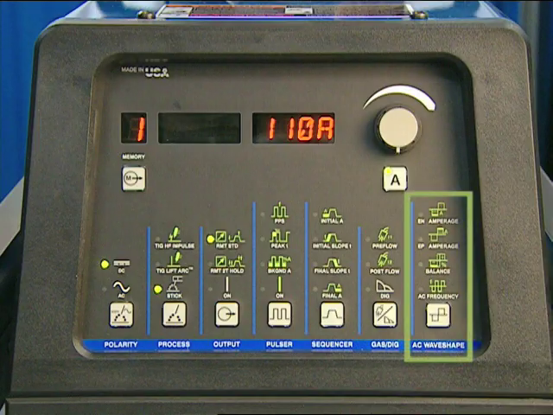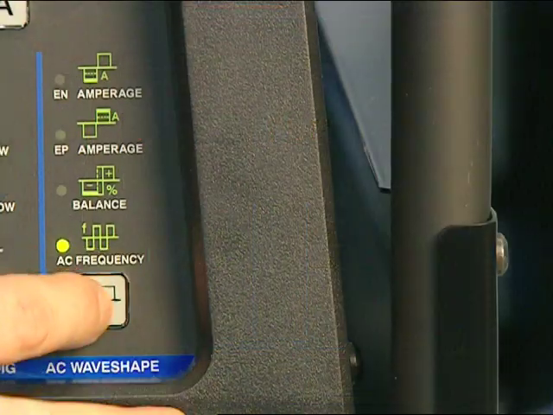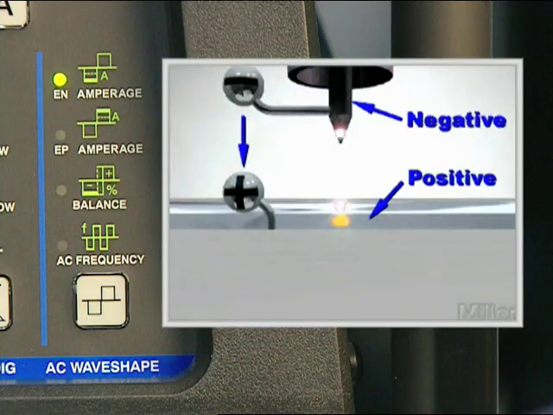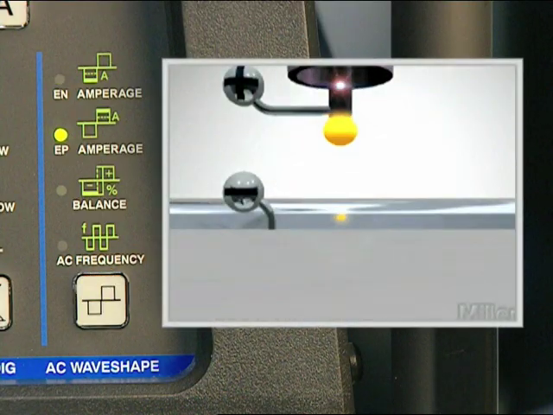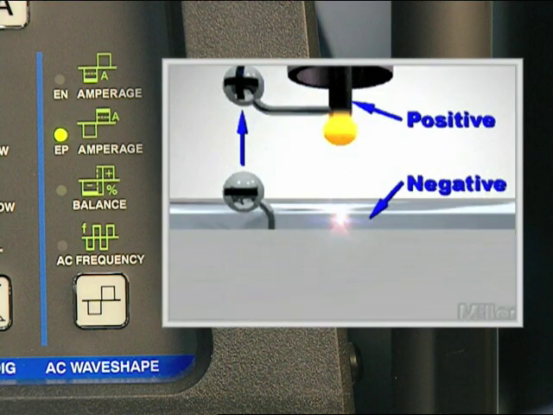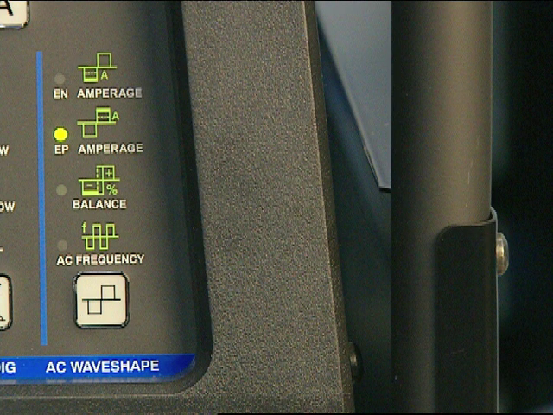These AC waveshape controls are Dynasty specific for TIG welding. Electrode negative allows us to adjust the electrode negative amps independently from the electrode positive amps. Electrode positive allows us to adjust the electrode positive amps independently from the electrode negative amps. To extend the tungsten life, we recommend a 1 to 3/4 ratio, 100 amps electrode negative and 75 amps electrode positive, and no more than a 2 to 1 ratio, 200 amps electrode negative and 100 amps electrode positive max.